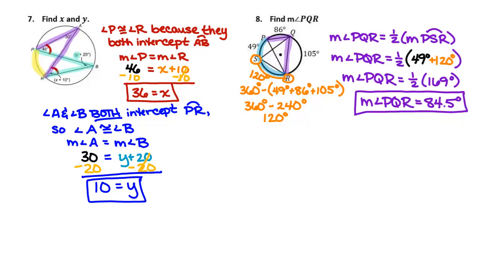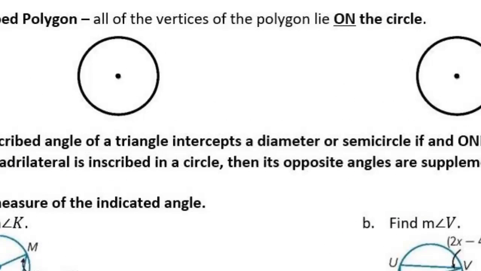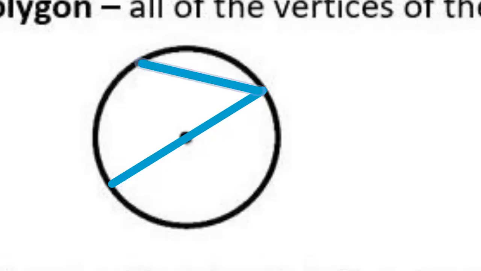All right. Let's look down below. Inscribed polygon. An inscribed polygon is where I have all of the vertices of the polygon on the circle. And I'm going to draw two special cases for us. Here's the first one. We're going to draw a triangle that is inscribed in a circle. Notice 1, 2, 3 vertices are on the circle.